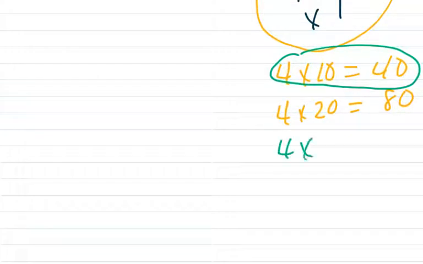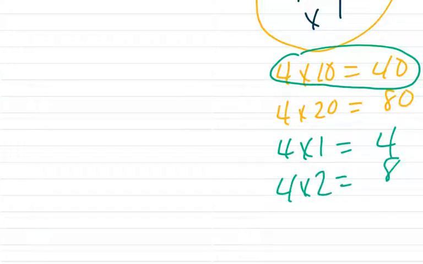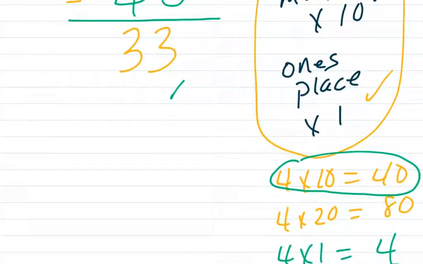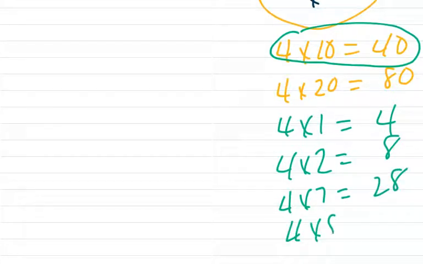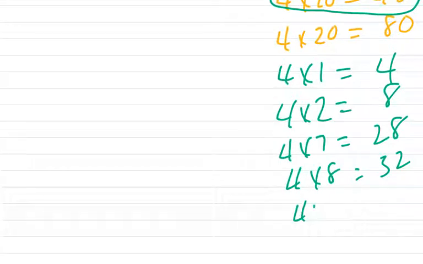So 4 times 1 is 4. 4 times 2 is 8. I'm like, oh man, hold on. I can cut this out. I'm trying to get close to 33. I don't need to go through all of my fours facts. I can just get closer. 4 times 7 is 28. And 4 times 8 is 32. And then 4 times 9 is 36.